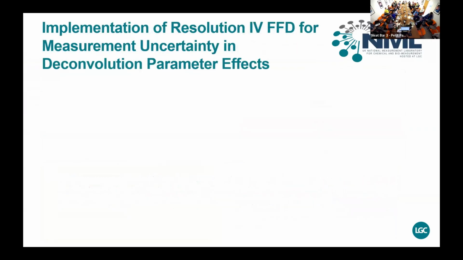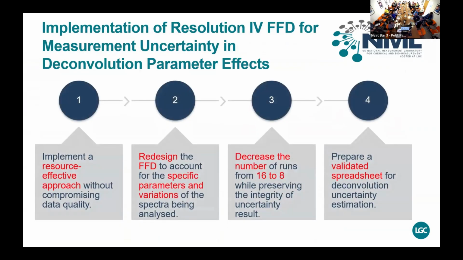So how can this now be implemented? We're going to make it more resource effective so it doesn't take up too much of the analyst's time. We're going to redesign the fractional factorial design so it's specific for the particular spectrum that you're looking at. We're also going to try to decrease the number of runs from 16 to 8. This will hopefully cut the processing time in half. We're also going to make a validated spreadsheet, so it already has all the calculations for the deconvolution processing steps in there. All the analyst needs to do is put in their integral values, and they can come out with the final answer.